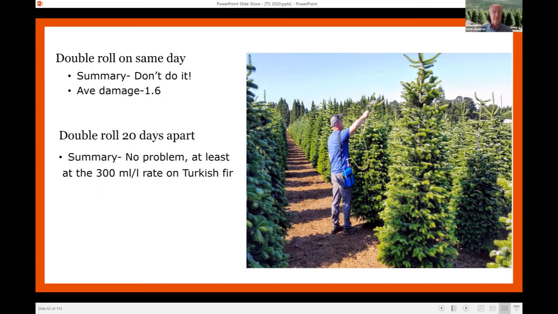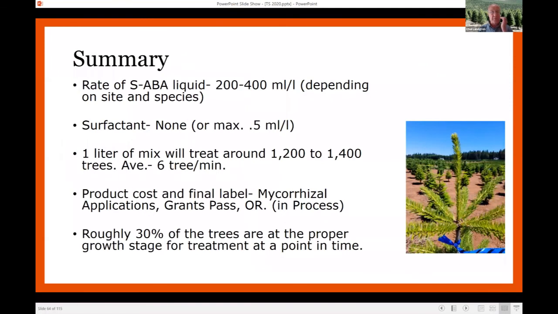Just to summarize that trial, you only want to roll them once. If you roll them twice, you're going to get a lot of damage. If you roll the trees, then apply the chemical after 20 days with the same tree, there's not a particular problem. The rates are going to be somewhere around 200 to 400 mils. This doesn't have a label yet. We're going to get one hopefully this next year.